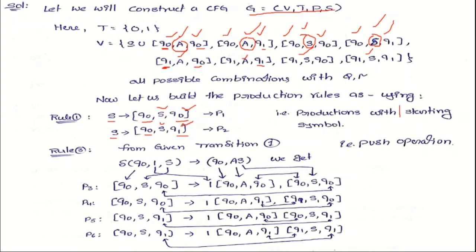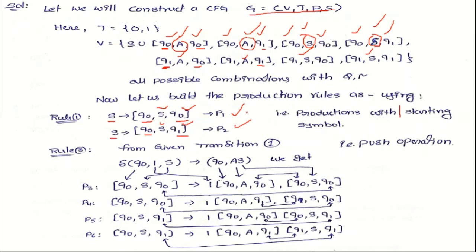In case given PDA contains 3 states, then here we can write Q naught is the current state or starting state, S is the top of the stack, and Q naught, next Q1 and then next Q2. In this manner we can write the production rules for starting symbol. Let this be production rule 1 and this be production rule 2. So these are the productions related to the starting symbol.